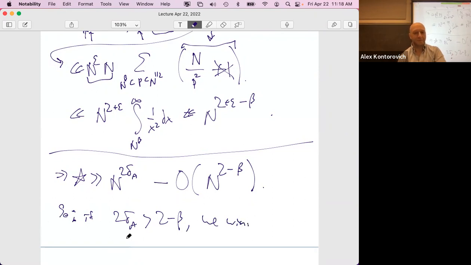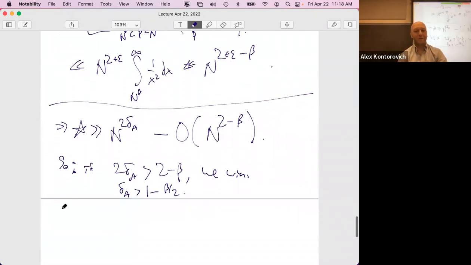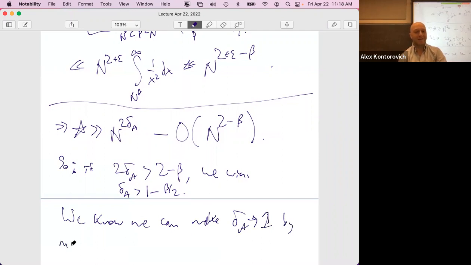And what flexibility do we have on beta? Therein lies the rub. We know we can make delta A go to 1 by increasing A, in other words, allowing the geodesics to go higher and higher, but still at a fixed height. And that means beta smaller?